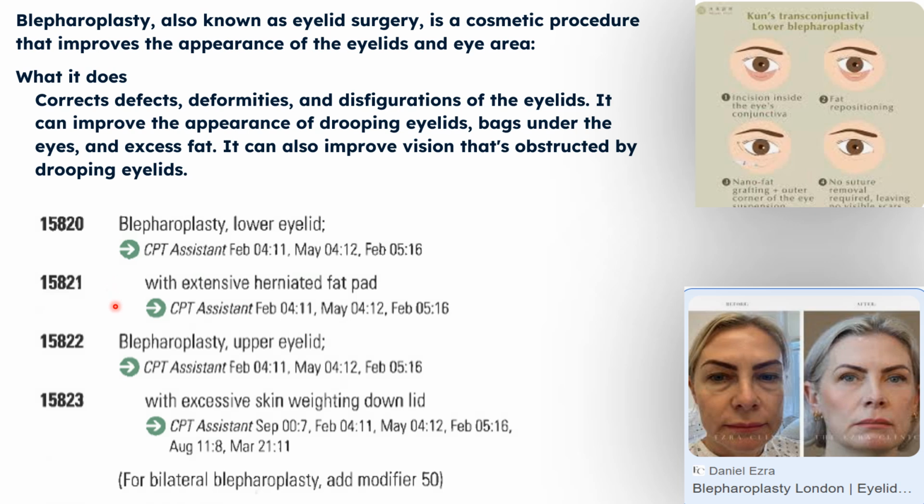And if you see, these are the codes for blepharoplasty. We have the codes for the lower eyelid and upper eyelid. And of course, if there is an extensive herniated fat pad that has been removed, or with excessive skin weighing down the lid, depending upon that, we code it. And remember, all these codes do not use the language unilateral and bilateral. So if we have carried out the procedure bilaterally, we will have to use the modifier 50.